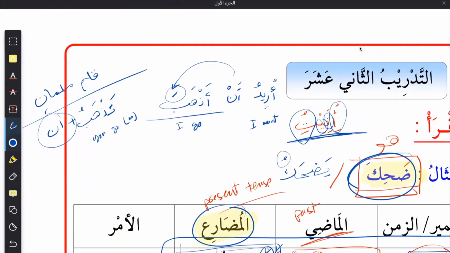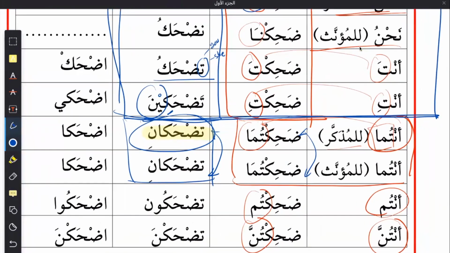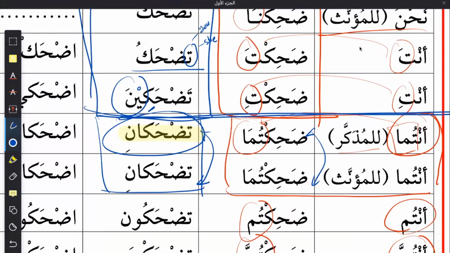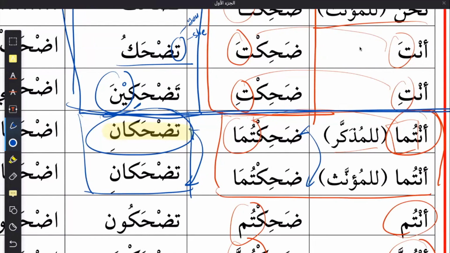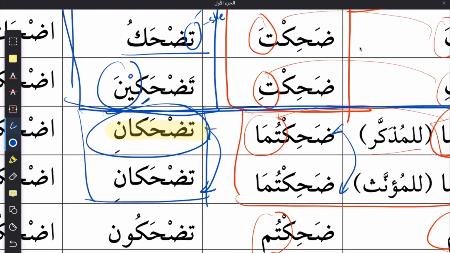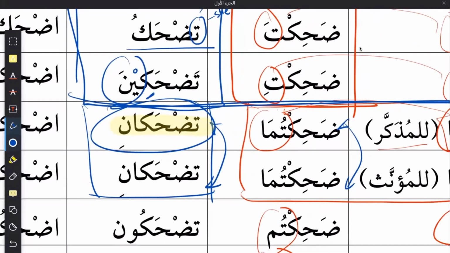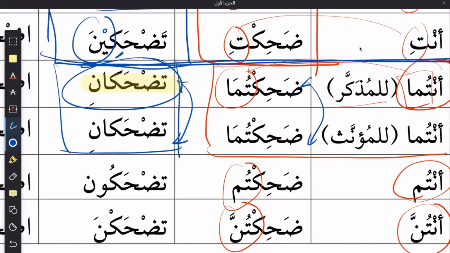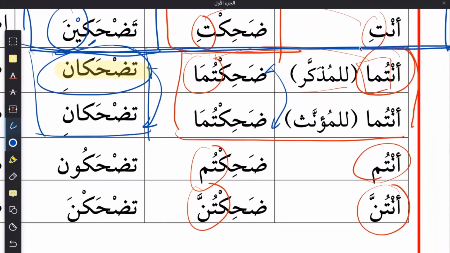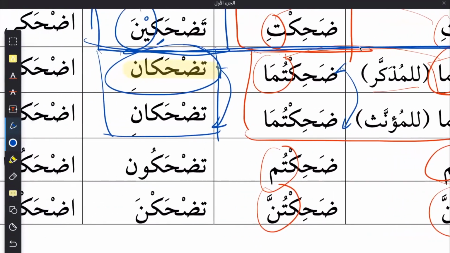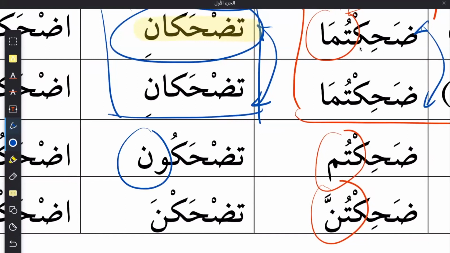Jayyid. So that's what's going on. And it's the same thing for both masculine and feminine. Okay, so ani is for antuma, and for mudhakkar and muannath we are doing the same thing for the verb as well, for the present tense as well. And it gets more interesting when we make it into plural.